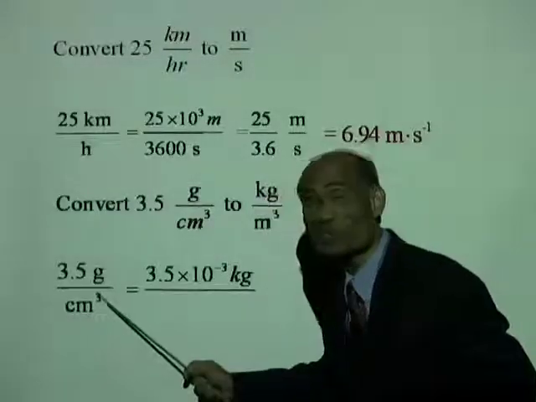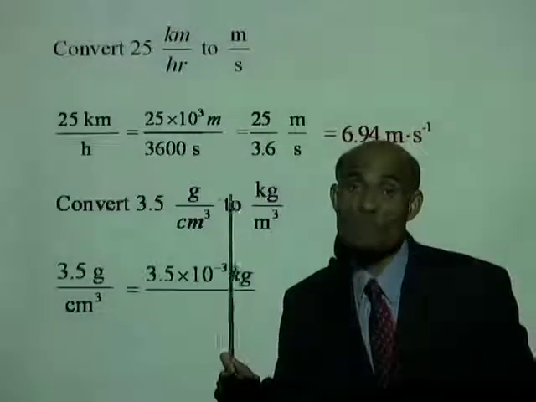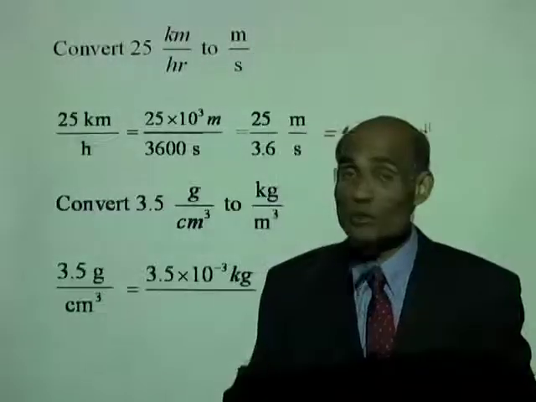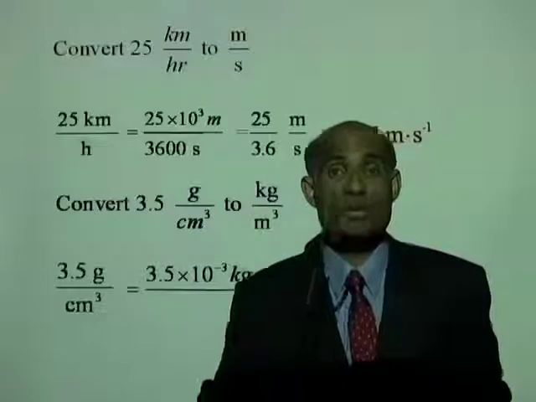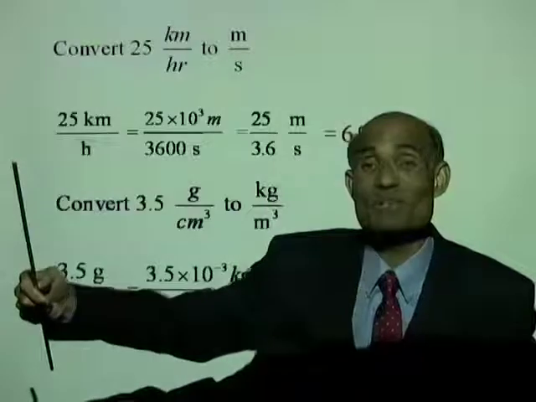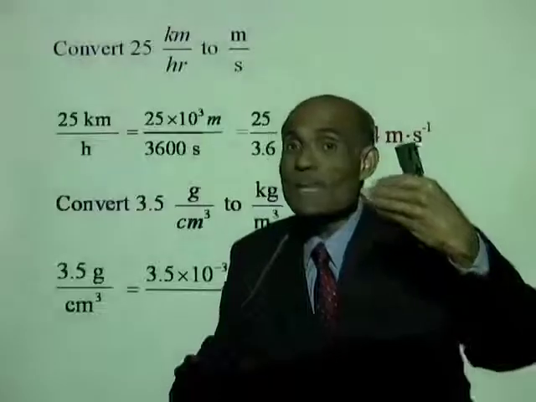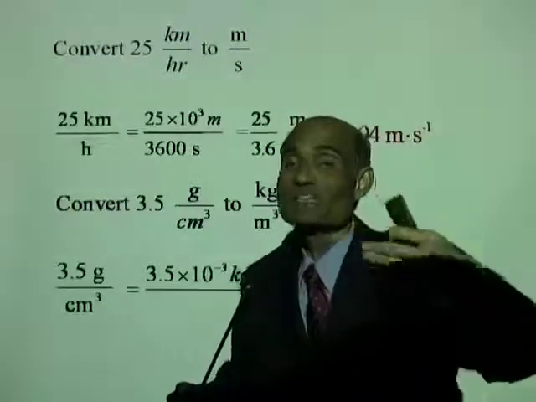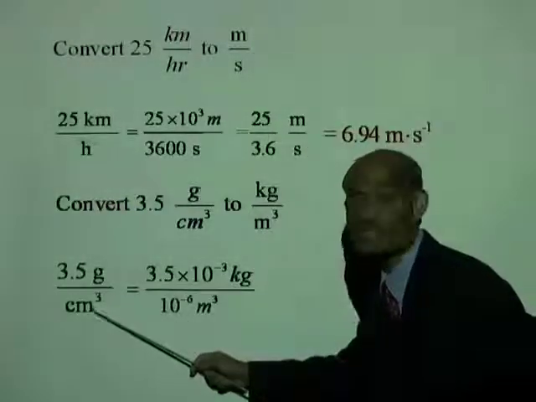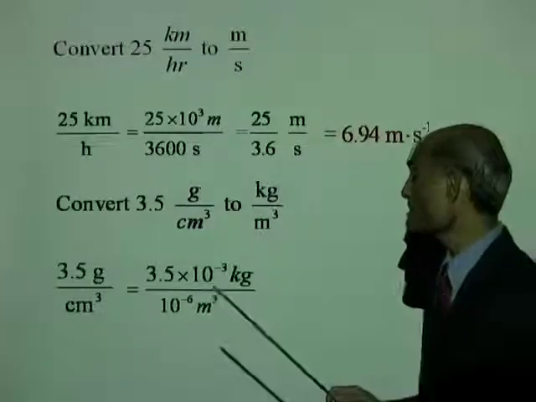And centimeter cube has to become meter cube. What part of a meter cube is a centimeter cube? Well, we talked about it. 1 meter cube contains 10 to the power 6 centimeter cube. So 1 centimeter cube will be a millionth of a meter cube, 10 to the power of -6 of a meter cube. So a centimeter cube is 10 to the power of -6 of a meter cube.